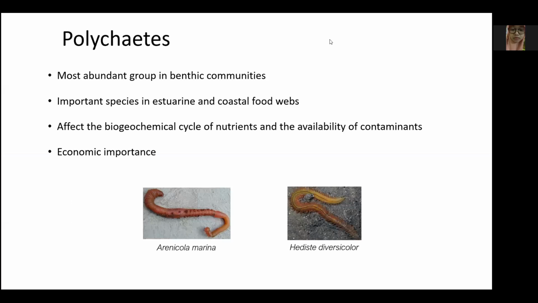So polychaetes are the most abundant group in benthic communities, are important species in estuarine and coastal food webs, and usually affect the biogeochemical cycle of nutrients as well as contaminants availability. Also, some species are economically important because they are used as fish bait, or also they are used as feed in aquaculture systems of fish and crustacea.